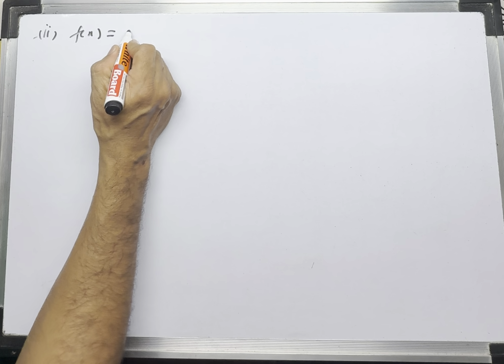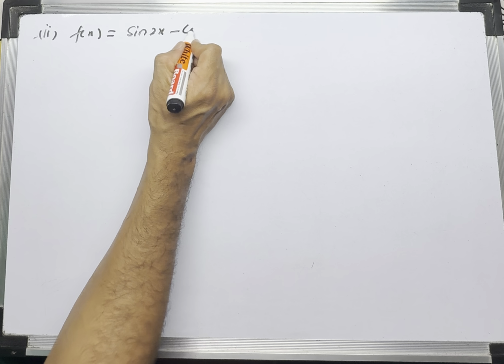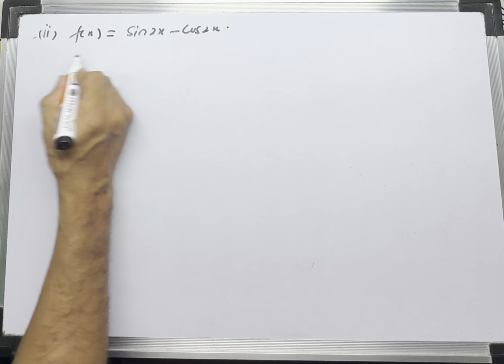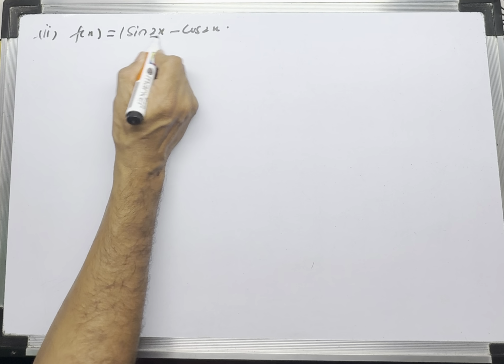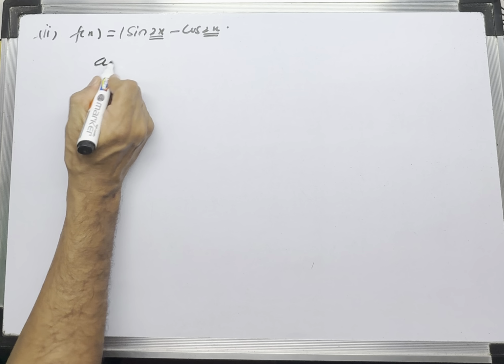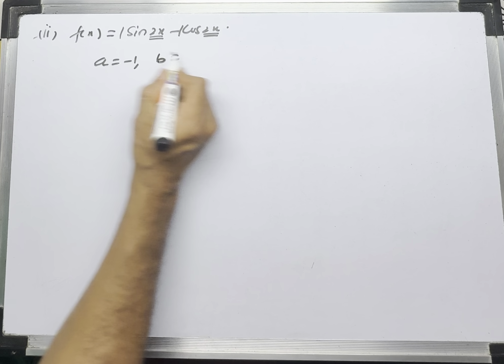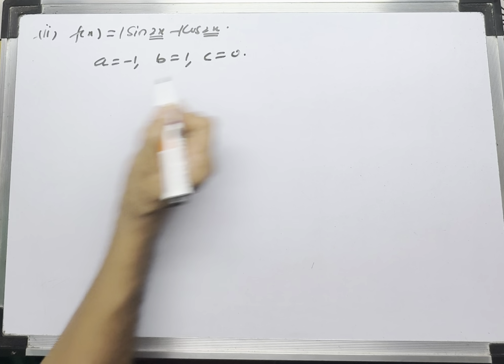f of x equals sin 2x minus cos 2x. So this time we have to check whether same angles are given or not. We have same angles. So a equals the coefficient of cos, minus 1. b equals the coefficient of sin. There is no constant term, so c is 0.